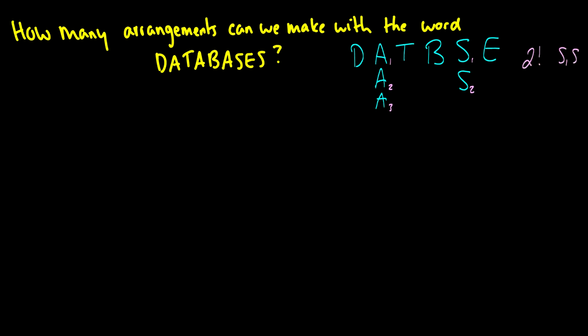There's going to be 2 factorial ways to arrange S1, S2, and there's going to be 3 factorial ways to arrange A1, A2, A3. So, how many letters are there total? There's 1, 2, 3, 4, 5, 6, 7, 8, 9. So there's 9 factorial total ways to arrange all the letters, and in all those ways we have 2 factorial ways of arranging the S's, and we have 3 factorial ways of arranging the A's. So we're going to have 9 factorial over 2 factorial times 3 factorial.